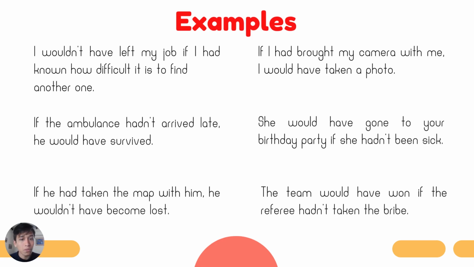Now, she would have gone to your birthday party if she hadn't been sick. The fact is that she was sick, and that is why she couldn't go to her birthday party. And finally, if he had taken the map with him, he wouldn't have become lost. The fact here is that he unfortunately became lost. So that is why he says that if he had taken the map with him, that wouldn't have happened. And the team would have won if the referee hadn't taken the right.